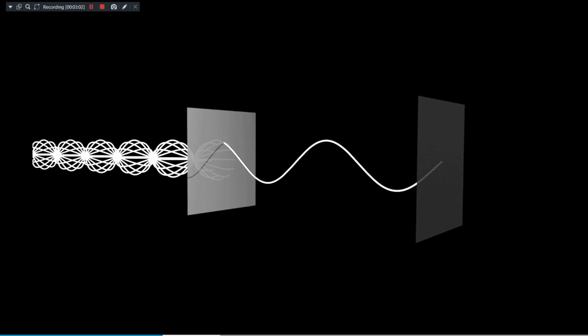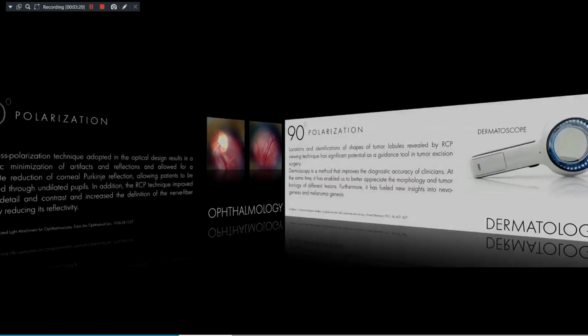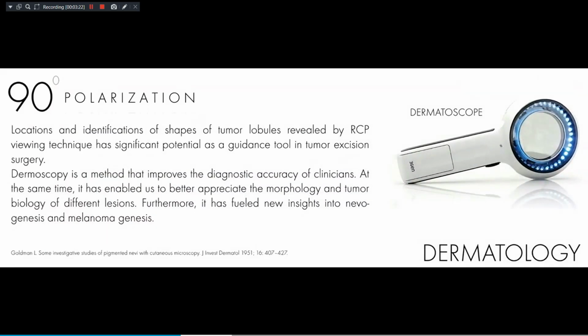With regards to translational applications of reflective cross-polarized photography, we have to go back to the fields of medicine. The two dominant specialties have been ophthalmology and dermatology. We have references dating back to the 1930s in ophthalmology, and in dermatology back to the 1950s. So this isn't a new technique. It is perhaps new for dentistry, but it has been part of the medical sciences for quite some time.